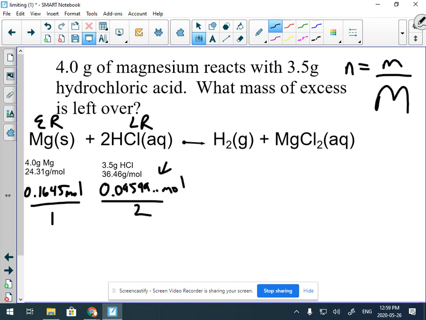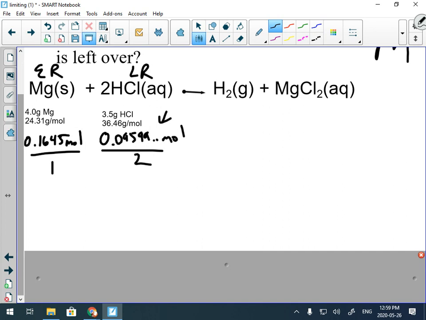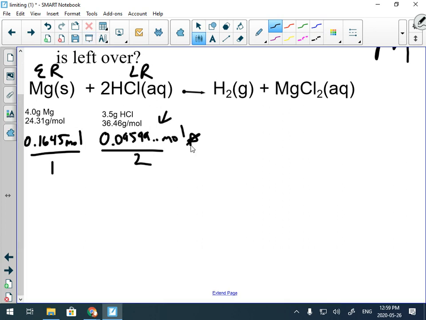Now the next part to this is a little bit tricky. What we have to do is take these moles, the moles of the limiting, and use the mole ratio to figure out how many moles of excess were used. Remember, all of the moles of the limiting are going to get used up. So we have to figure out how many moles of excess are also going to be used up, but we'll have some moles left over.